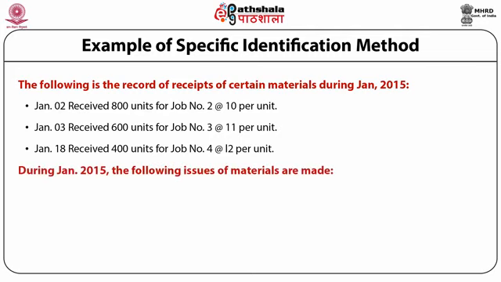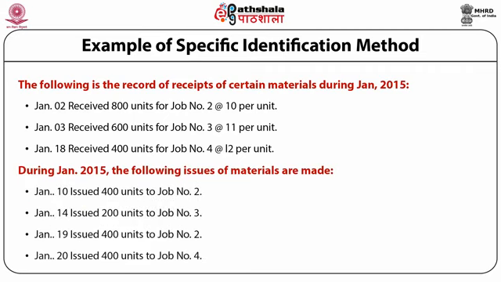During January 2015, the issues of material were: on January 10, it issued 400 units to job 2, on January 14 issued 200 units to job 3, on January 19 issued 400 units to job 2, and on January 20 it issued 400 units to job number 4.